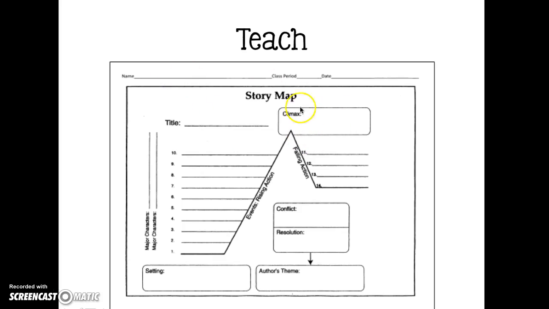And then when we get up here to the climax is whatever your problem is, whenever it gets to a point where something crazy happens. So something that changes the story. So then this part of our story map would be when the problem is getting solved. And then we would have the ending of our story.